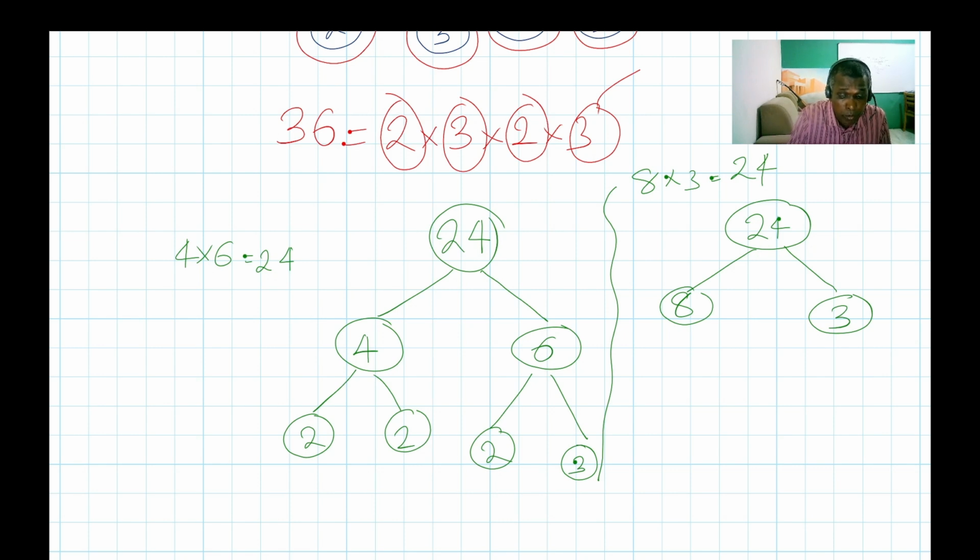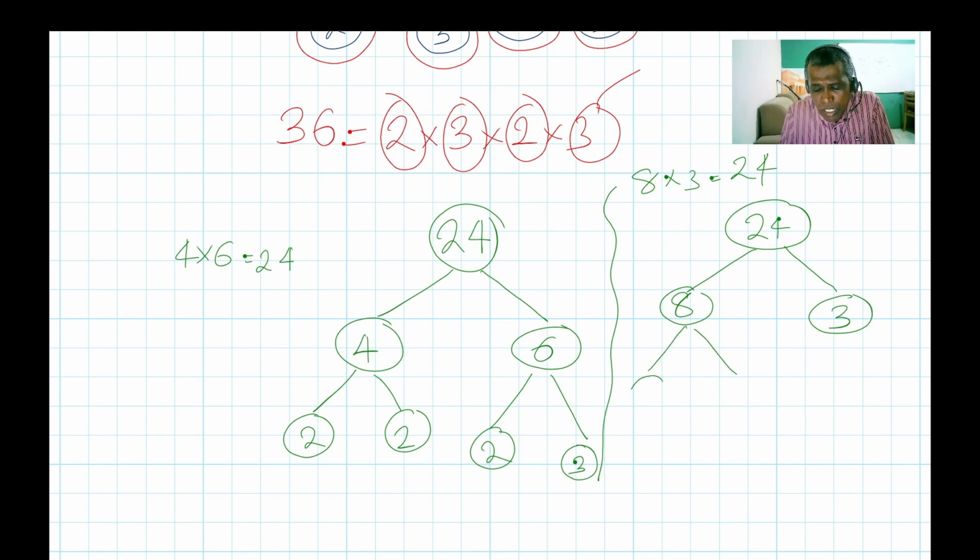So 2 is a prime number. This 2 is also a prime number. This 3 is also a prime number. That means I have already finished this tree. Next I am going to the next tree. 3 is only a prime number, so it is not going to divide again. It is 3 times 1 and 1 times 3. That's already finished. Next I am going for this 8.